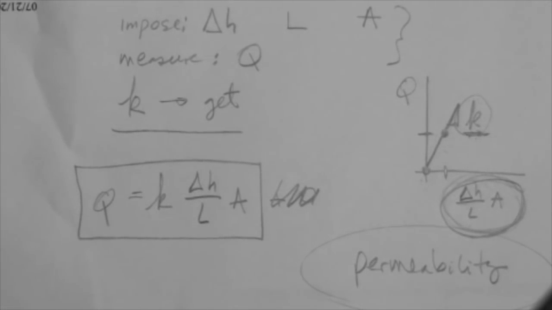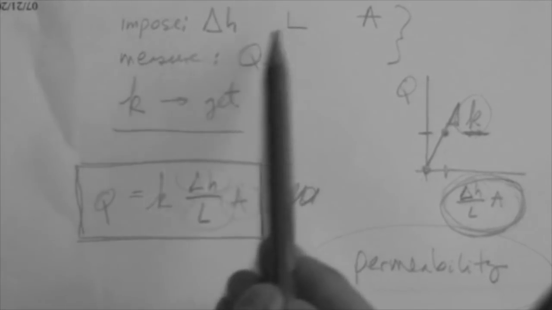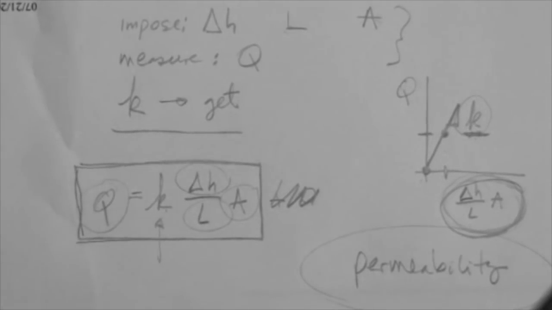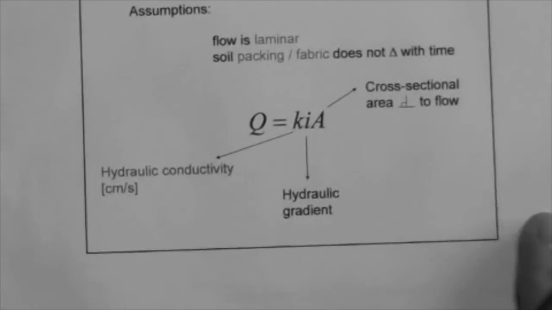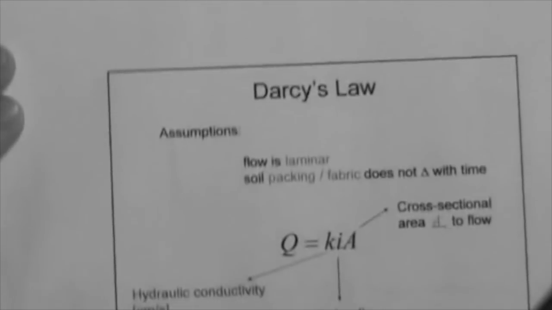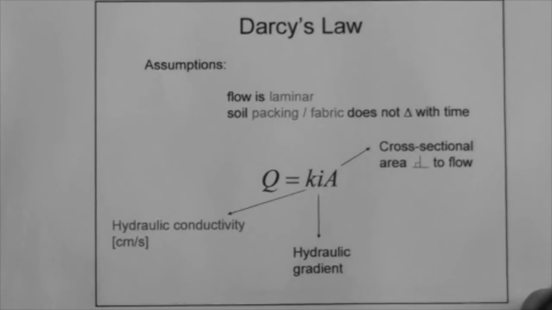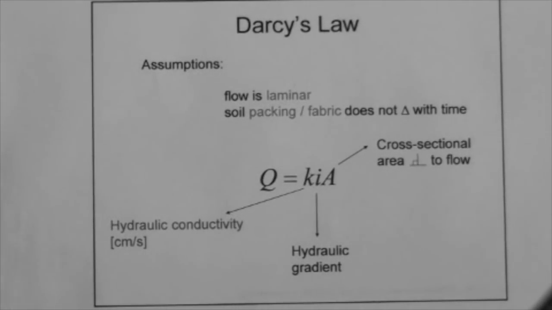Okay, so this here is the equation to calculate K. Look, we know delta H because we impose it. We know A and L because we impose them. We measure Q, so we can get K. Okay? And this is what you see in the slide just after this one, right? That equation is called Darcy's law, the one we just wrote down.